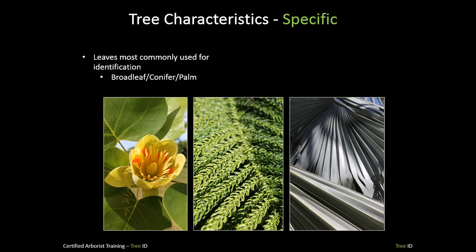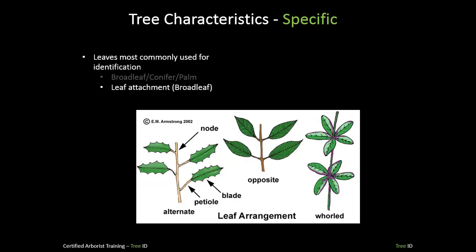When you get a tree ID book, you'll find that most of them here in the state are broken up to broadleaf, conifer, and palm. Those are the three sections you'll find. I have a couple tree books of my own, and that's the format that I found as well.